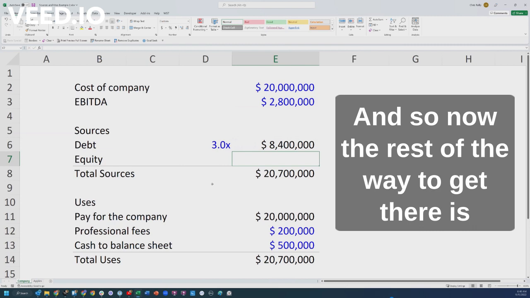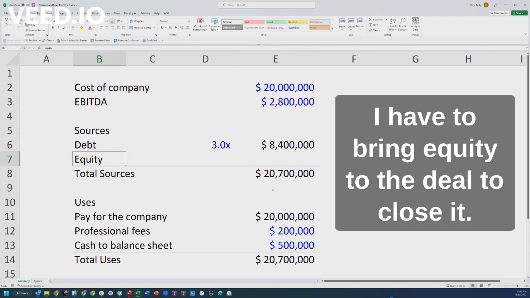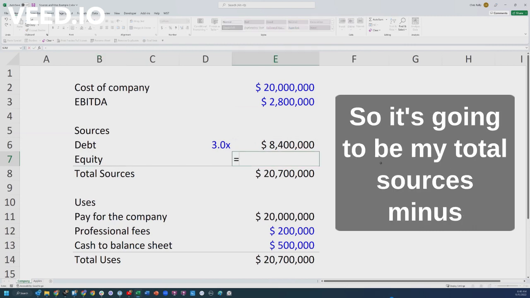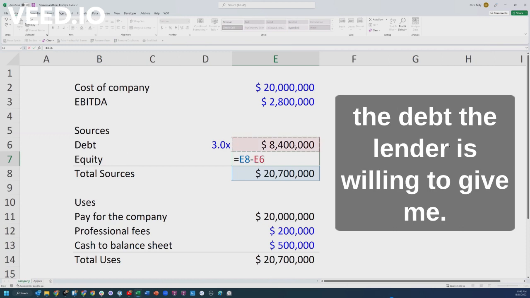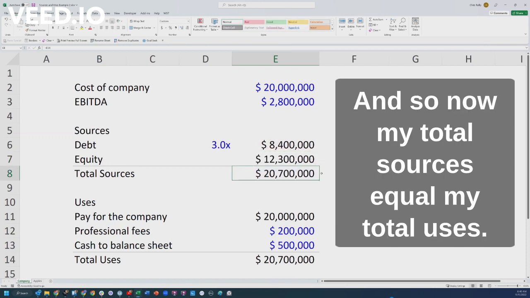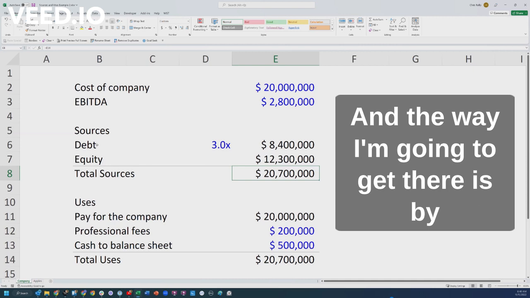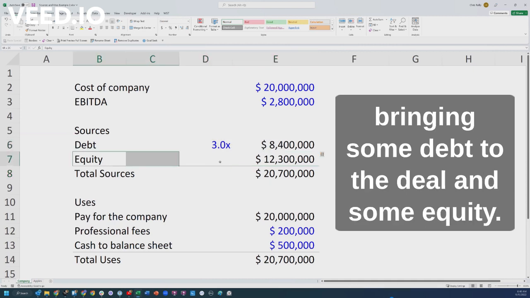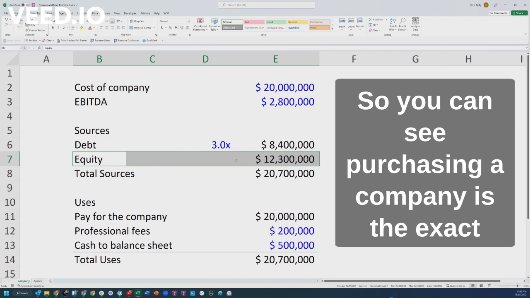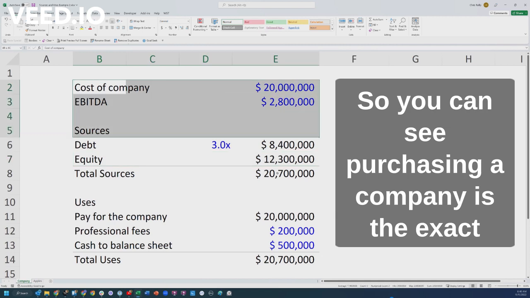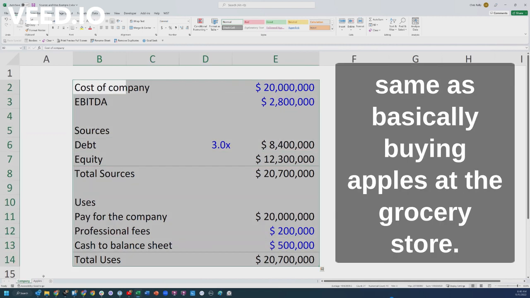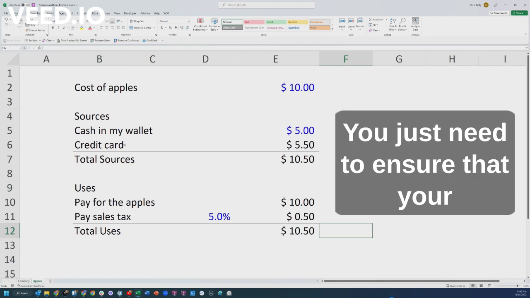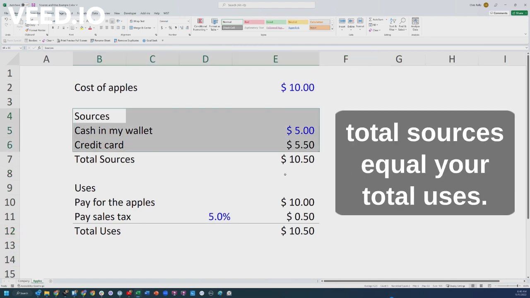And so now the rest of the way to get there is I have to bring equity to the deal to close it. So it's going to be my total sources minus the debt the lender is willing to give me. And so now my total sources equal my total uses, and the way I'm going to get there is by bringing some debt to the deal and some equity. So you can see purchasing a company is the exact same as basically buying apples at the grocery store. You just need to ensure that your total sources equal your total uses.